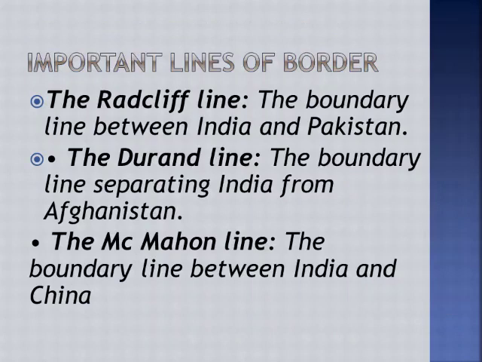We shall now see about the important lines of border. The Radcliffe line. The boundary line between India and Pakistan is called the Radcliffe line. The next one is the Durand line. The boundary line that separates India from Afghanistan is called the Durand line. The third one is the McMahon line. The McMahon line is the boundary line between India and China. The Palk Strait and the Gulf of Mannar separate the mainland of India from Sri Lanka.